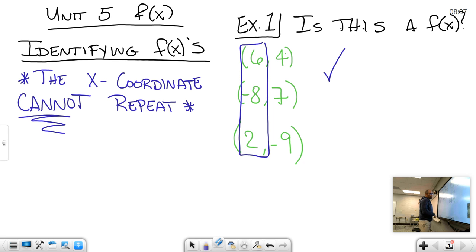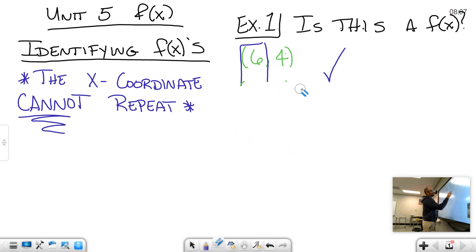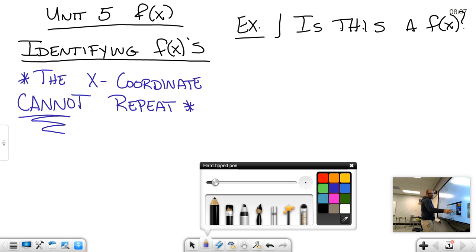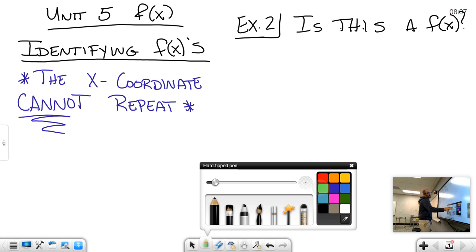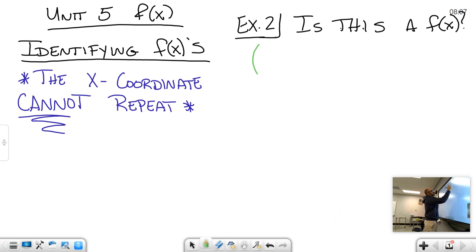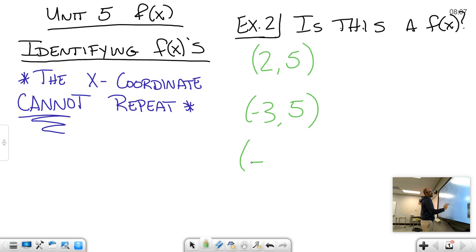So let's look at another example. This would be example 2. And we'll keep the same thing. Is this a function, yay or nay? Okay. So we're going to list some points here. 2, 5, negative 3, 5, 4, 5. So is this a function, yes or no?